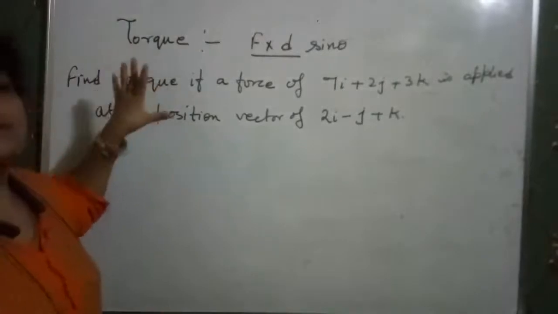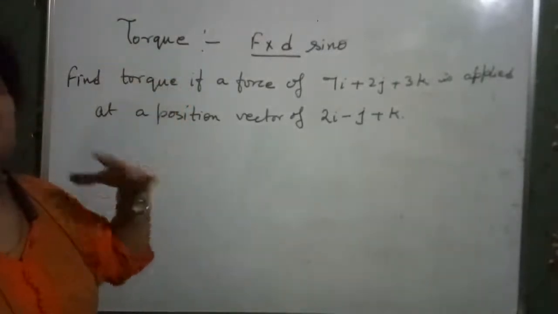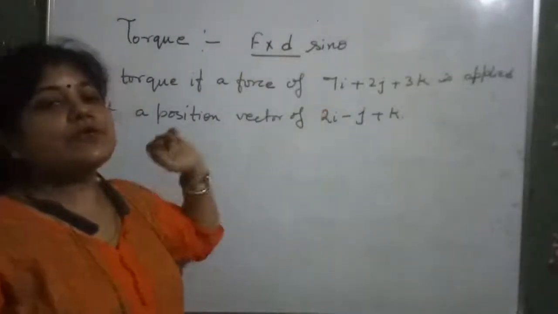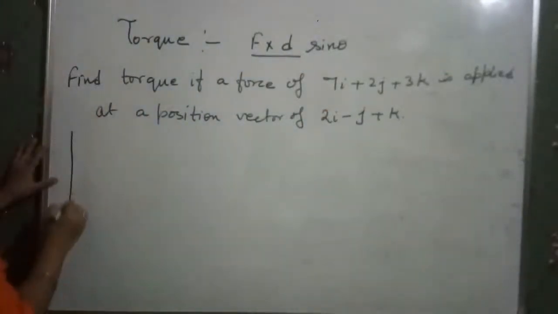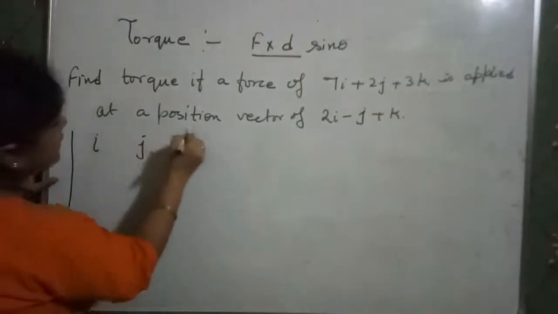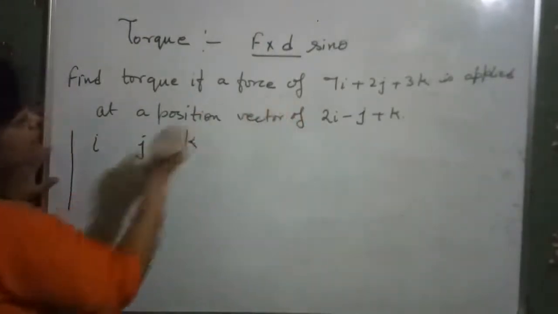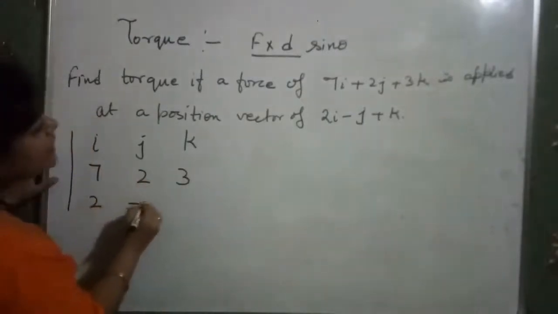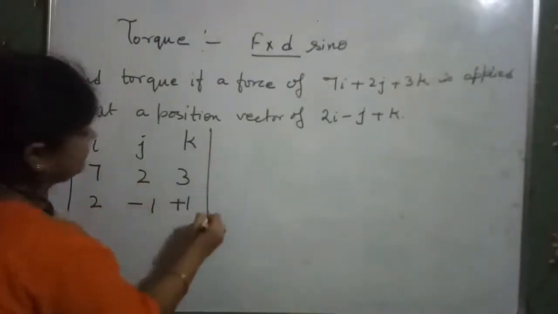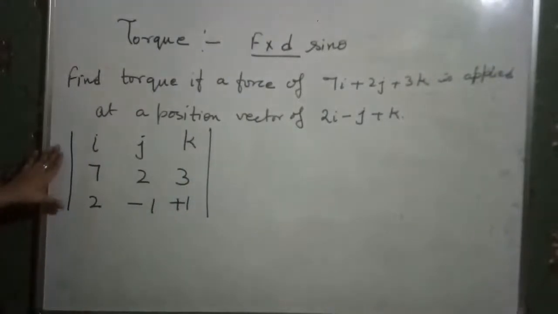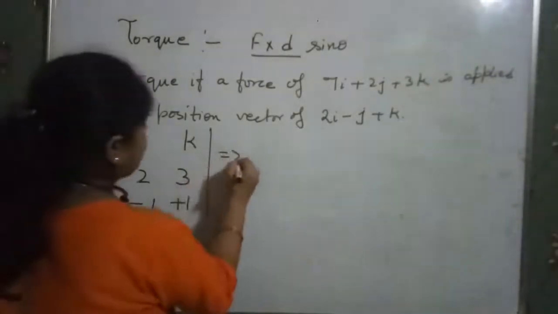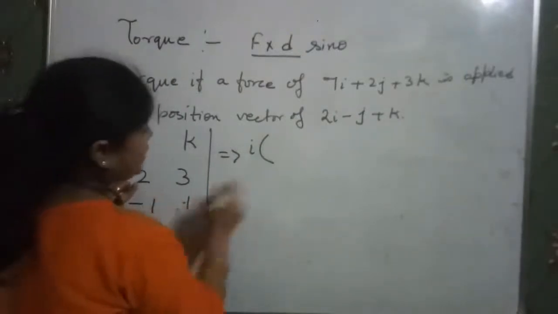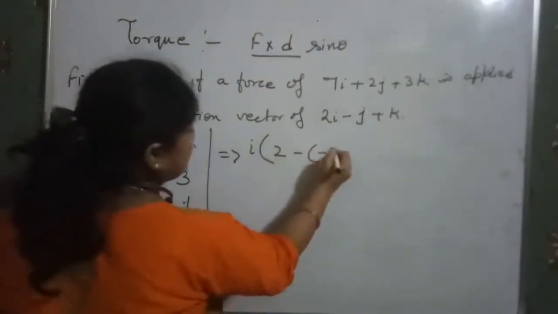In case of torque, we just find the vector product of force and the distance from the axis of rotation. So we write i, j and k, and the values for force are 7, 2 and 3, and 2, minus 1 and plus 1. Now solve it and find out the value for the torque. So we have i, 2 ones are 2, 2 into 1, minus 3.